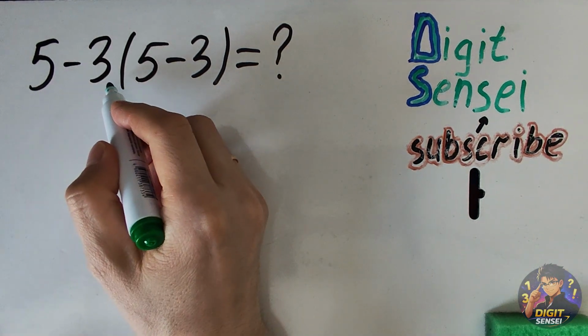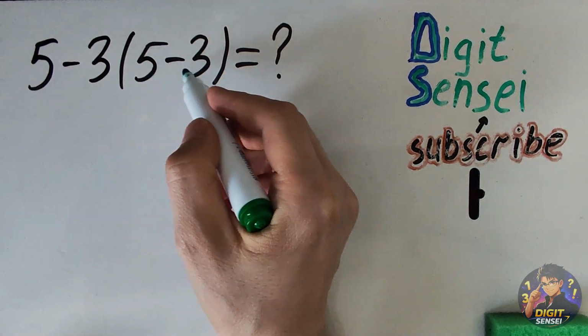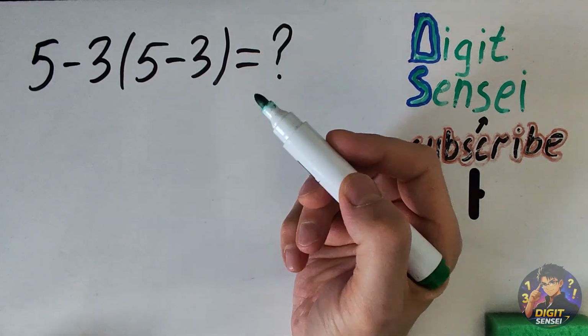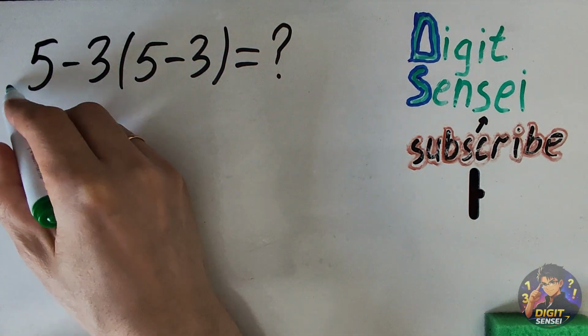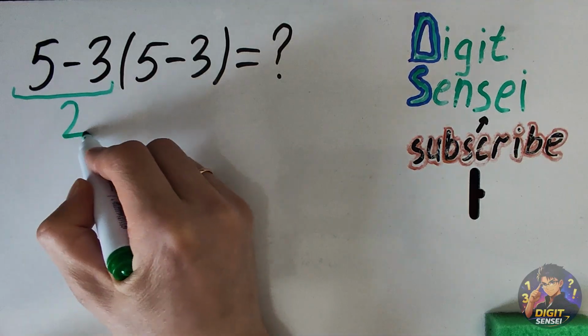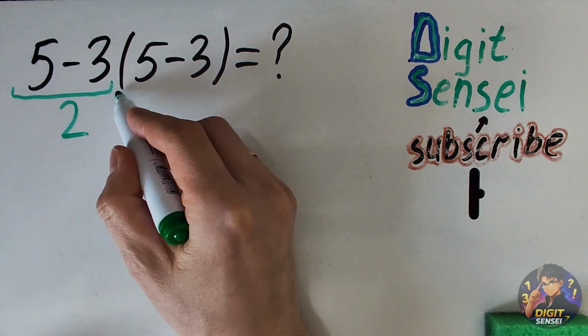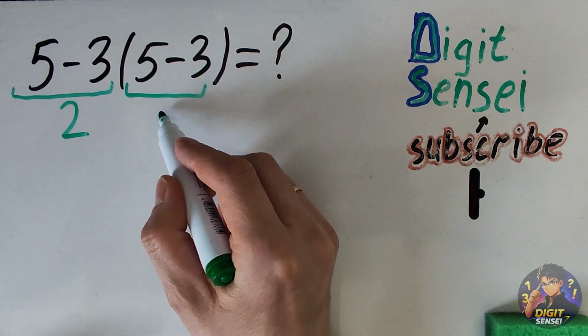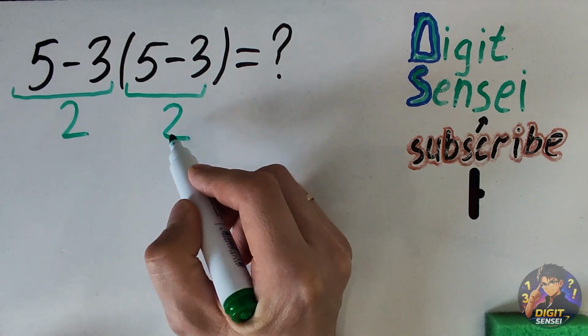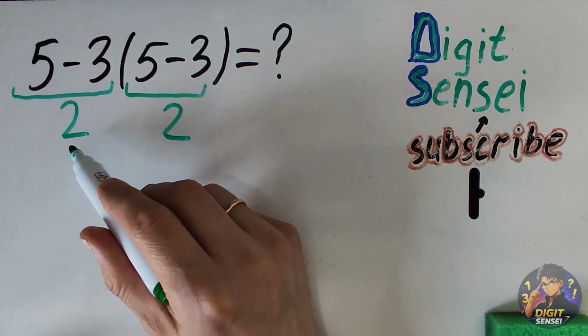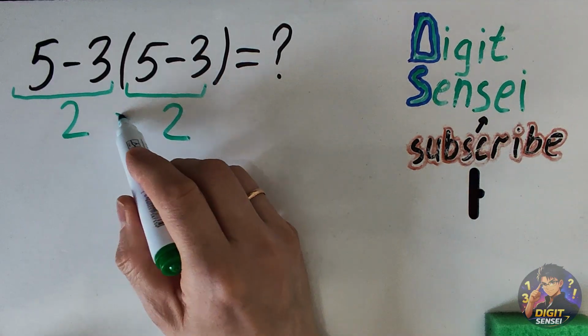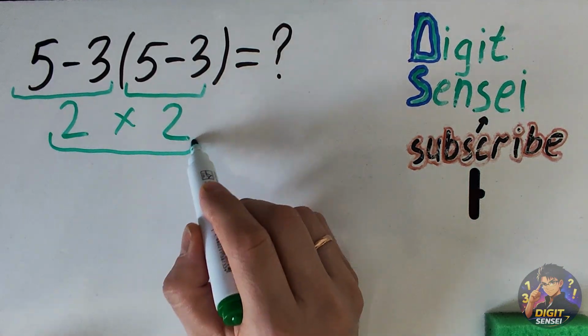5 minus 3, then times 5 minus 3. 5 minus 3 gives us 2. And again, inside this parentheses, we have 5 minus 3. So 2 times 2 equals 4.